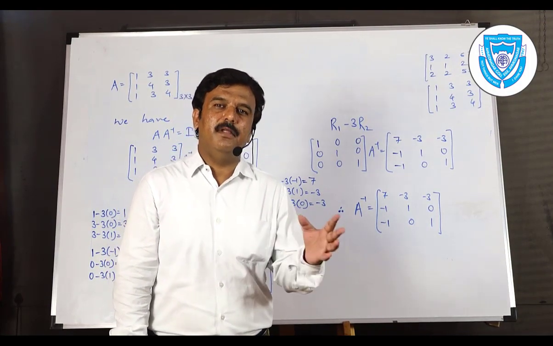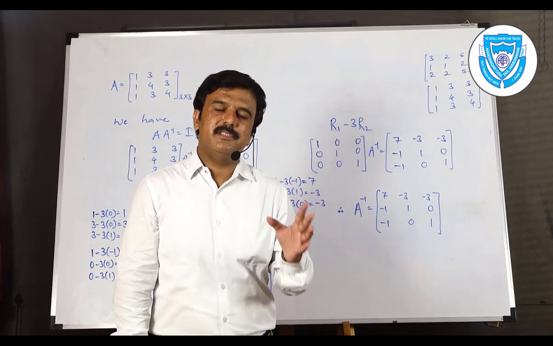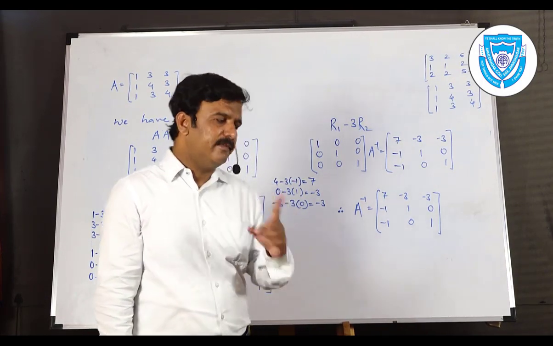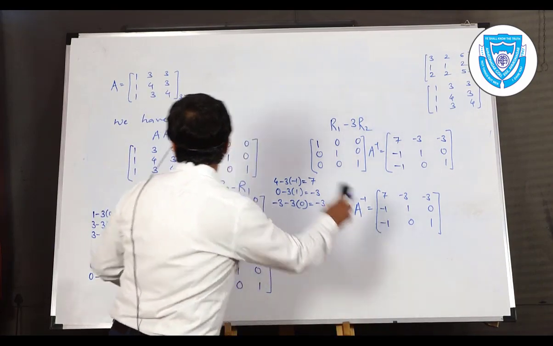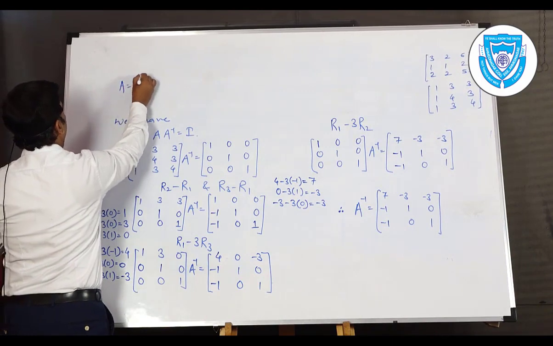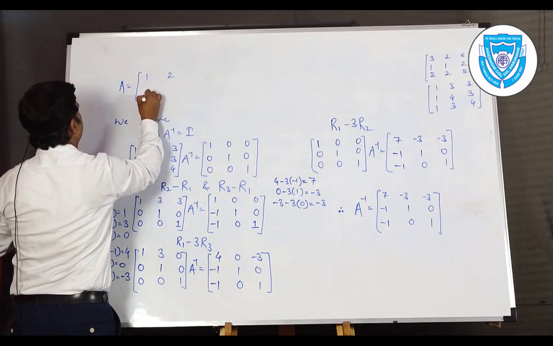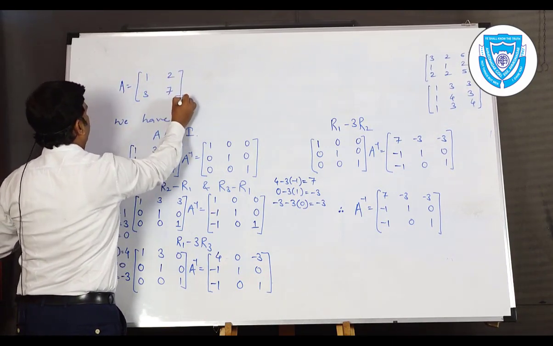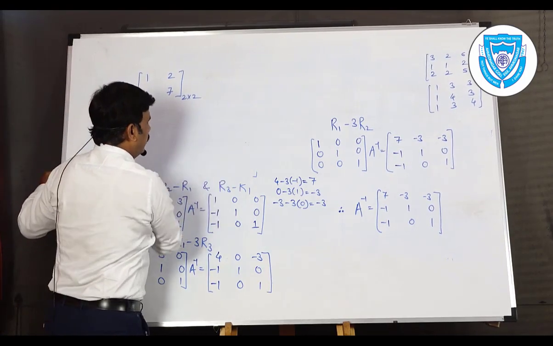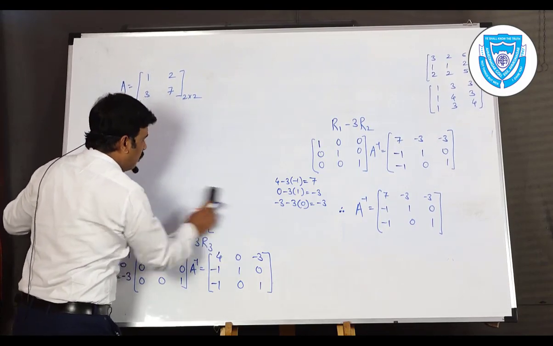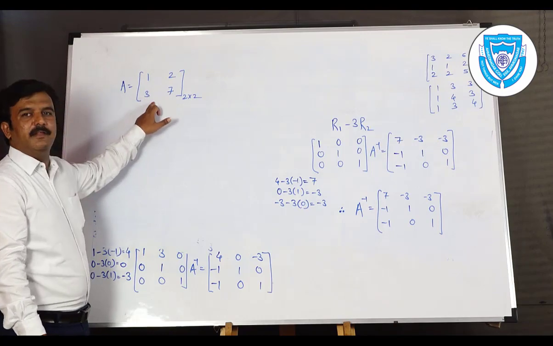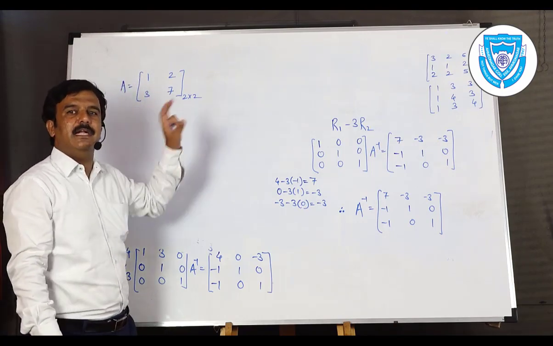The adjoint method is very simple. Our aim is the same, how to find the inverse of a matrix. Let us see the same using a simple example. Suppose capital A is equal to 1, 2, 3, 7, of order 2 cross 2. Already we have solved this example. You people know exactly what the inverse of this matrix is, but we'll solve the same example using the adjoint method.